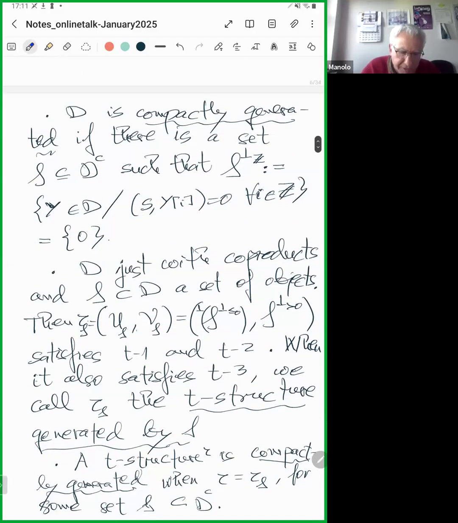So D is a compactly generated triangulated category. When you have a set, it's very important that it is a set of compact objects, such that the full orthogonal to S is the zero subcategory. That is, the only objects Y such that all morphisms from S to shifts of Y are zero is precisely the zero object.